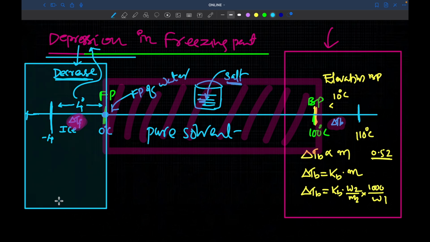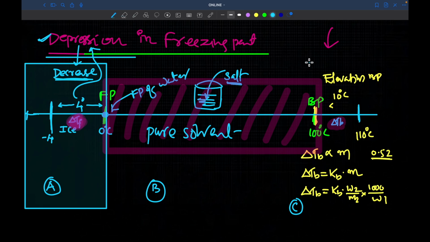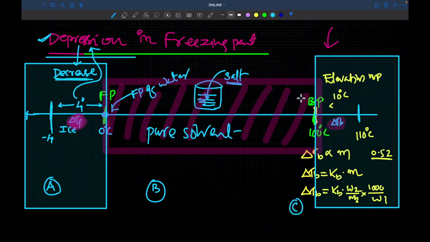Right. So we have three areas here. So this is the first area, I am writing A. This is B and this is C. So A corresponds to depression in freezing point. C corresponds to elevation in boiling point. Elevation in boiling point, it has come a little into the liquid. So we will do this also like this. Sorry. So this is the elevation in boiling point, right? This is elevation in the boiling point.